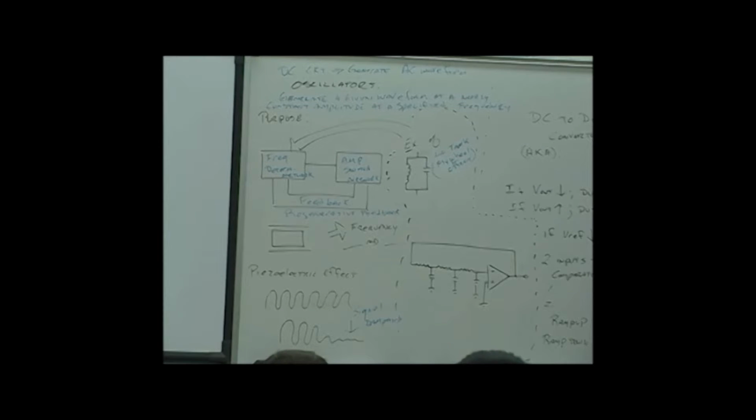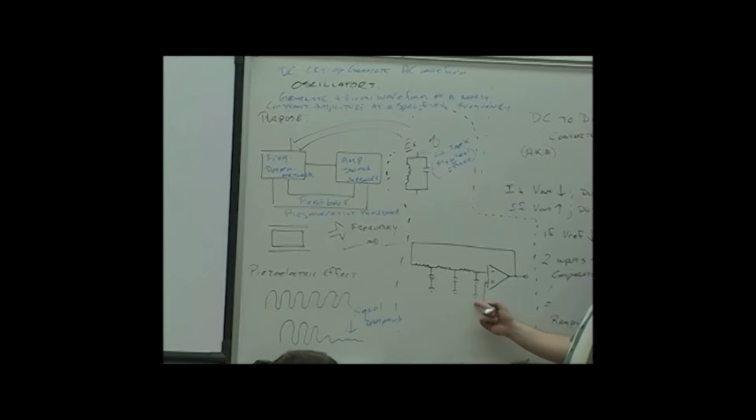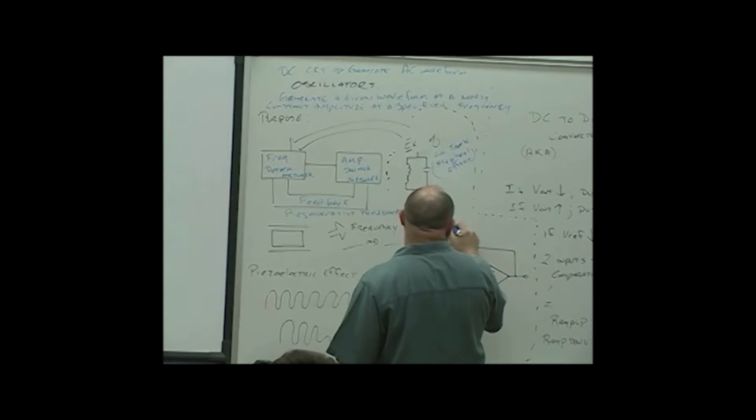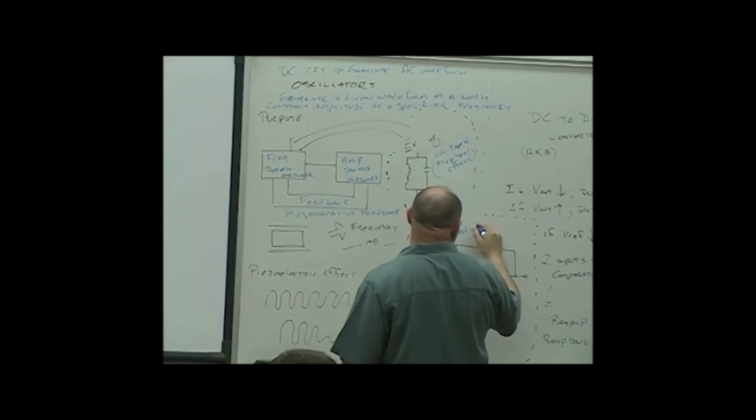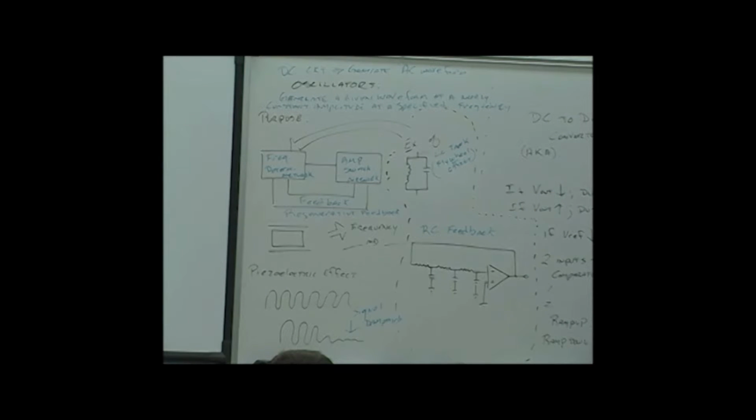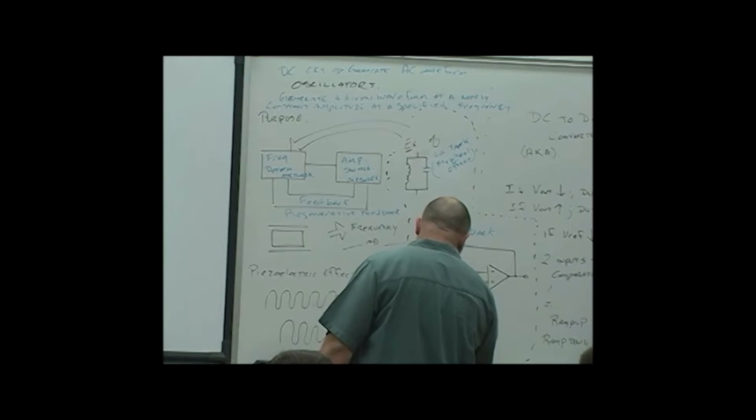But there's one that's better. What was this one called? This example right here is also part of a frequency determining network, a circuit that can be used. It's called an RC network, RC feedback, right? Sometimes, loosely, it can be referred to as a phase shift oscillator. Loosely.